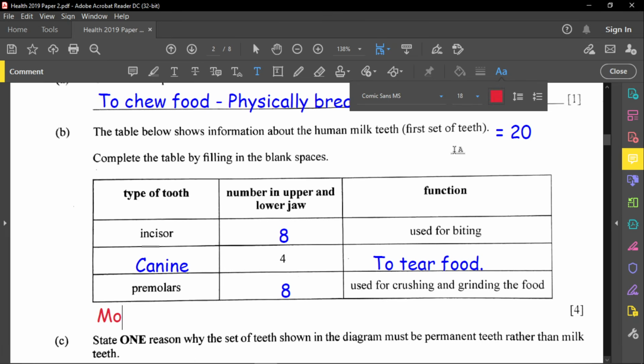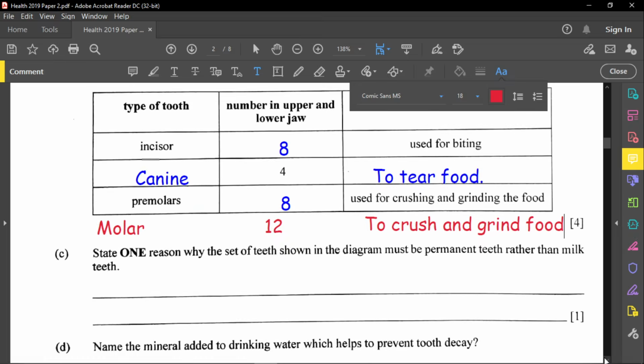So the next set will be the molar that we have on the chart, and the total number of molar would be 12, and the same function as premolar is to crush and grind food. So that will be the function of the molar. Just in case, again, molar is not a part of the milk teeth, they are part of the permanent set of teeth.